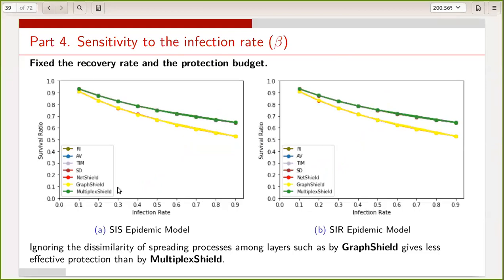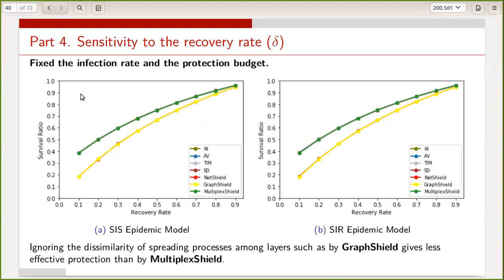And we see here that the MultiplexShield, our proposal, is better than the GraphShield, our previous one. Why? Because in the GraphShield, our previous proposal, it ignored the dissimilarity between layers, so it gives less effective protection than this one. And as well as we improve the selection using the random walk normalized Fiedler vector instead of only the principal eigenvector.